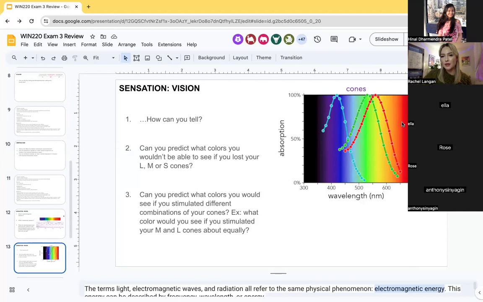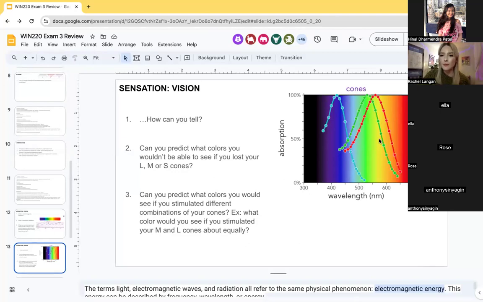So you can imagine they have their S cone and they see all S cone responses as blue, and then they have one of these two, and that's just interpreted as yellow. And they can't see the differences between green and red because they don't have two different cones to compare in that area.